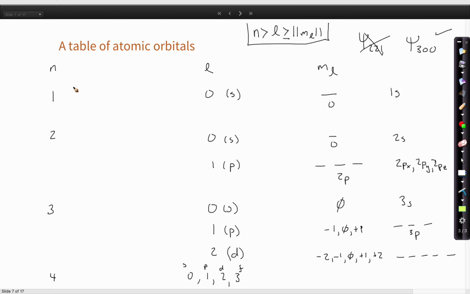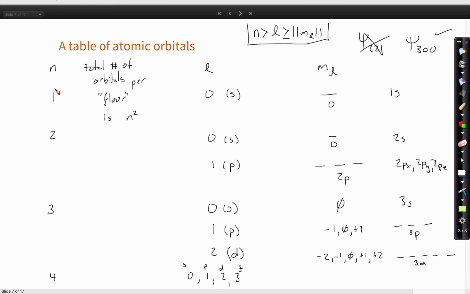So it's kind of like an upside down skyscraper. The first floor only has one apartment. The second floor actually has 4. It's got one s, and then it's got 3 p's. The third floor actually has 9. Notice it's got one s, it's got 3 p's, so that's 4, and then it has 5 d's. These are the 3d orbitals, and there are 5 of them. So that's actually 9. So you'll notice the total number of orbitals per quote floor is n squared.